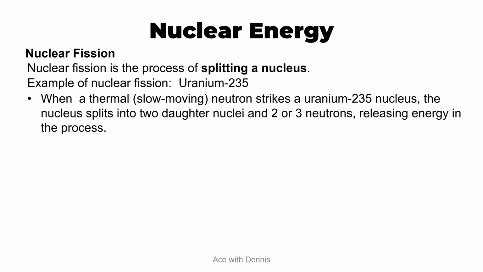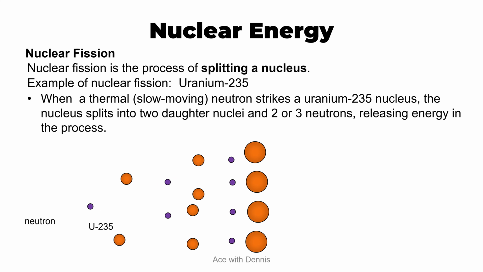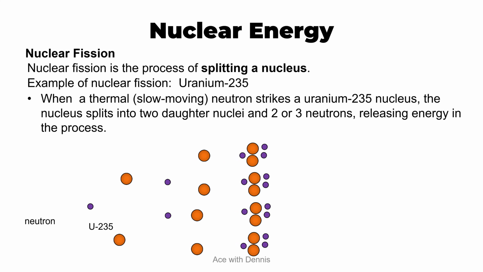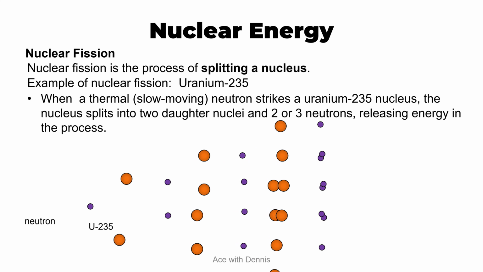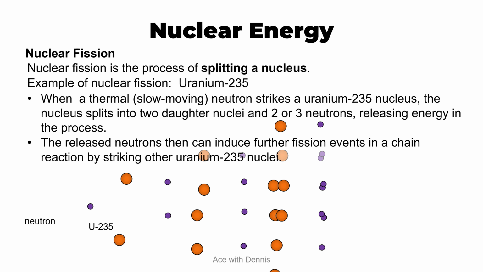When a thermal, slow-moving neutron strikes a uranium-235 nucleus, the nucleus splits into two daughter nuclei and 2 or 3 neutrons, releasing energy in the process, as shown in this animation. The released neutrons can then induce further fission events in a chain reaction by striking other uranium-235 nuclei. After understanding how the nuclear fission process works, we apply the knowledge to generate nuclear energy.